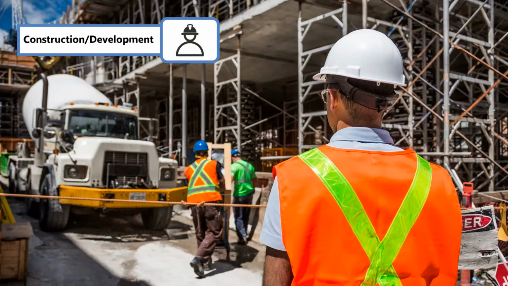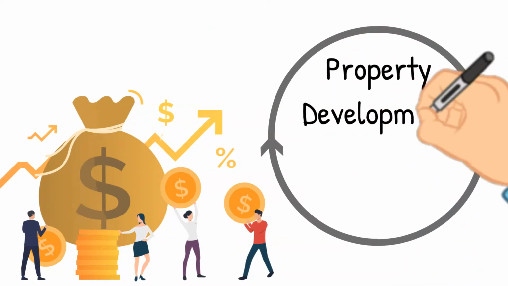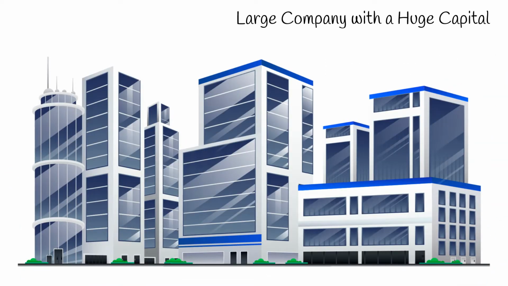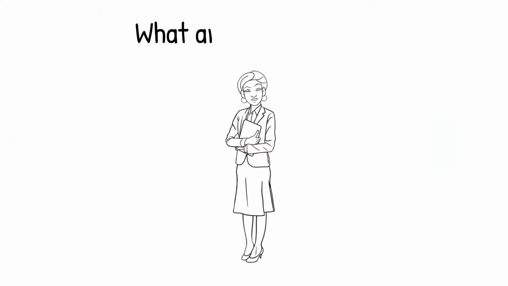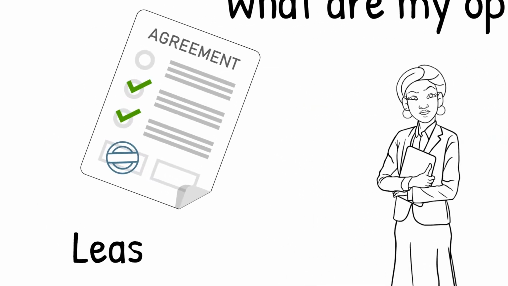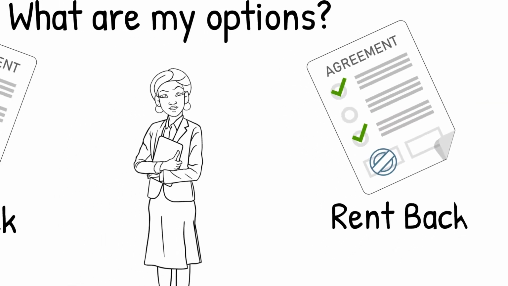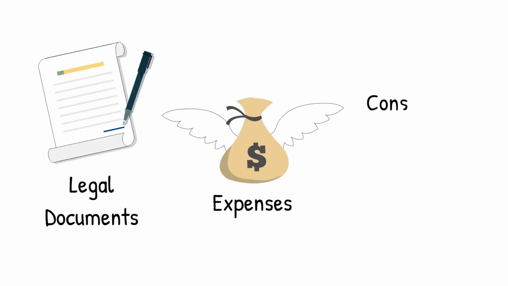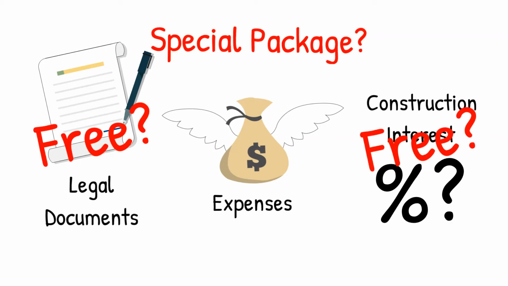Construction, development. This part of the cycle holds the largest profit-earnings ratio in the property development life cycle, PDLC. Generally, this space is mostly occupied by larger companies, since there is a need for large capital and expertise. One thing to take note here is what kind of agreements are available for investors. Will there be a leaseback, rent-back option? Who will bear the outgoing expenses, such as legal documents and construction interest? Are there any packages that add to your convenience?